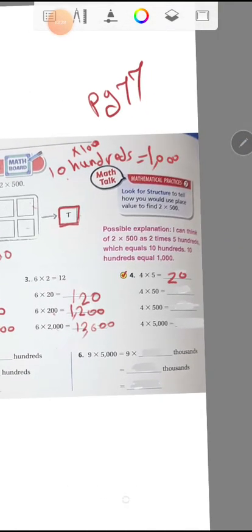Now 4 multiply 50. I will multiply 4 by 5 equals 20, and put 1 zero next to the answer, so it will be 200. Now 4 multiply 500. I will multiply 4 by 5, it will be 20, and put 2 zeros next to the answer, so it will be 2000. Now 4 multiply 5000. I will multiply 4 by 5 equals 20, and put 3 zeros next to the answer, so it will be 20,000.